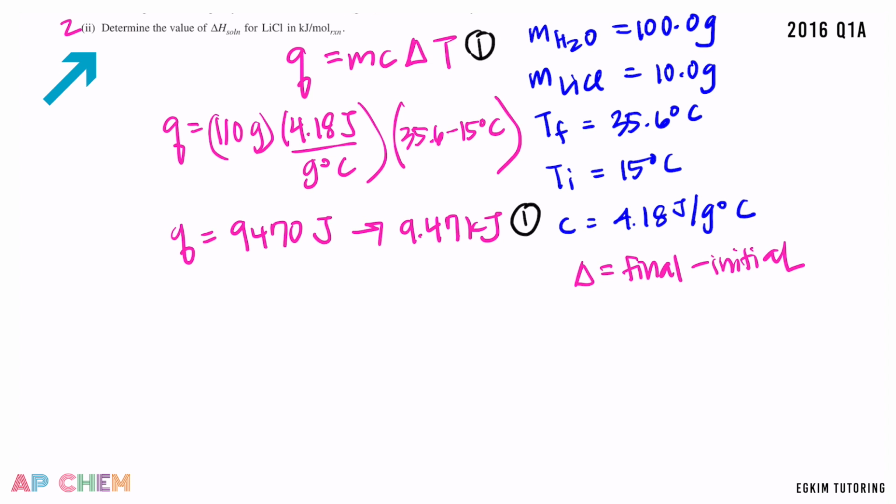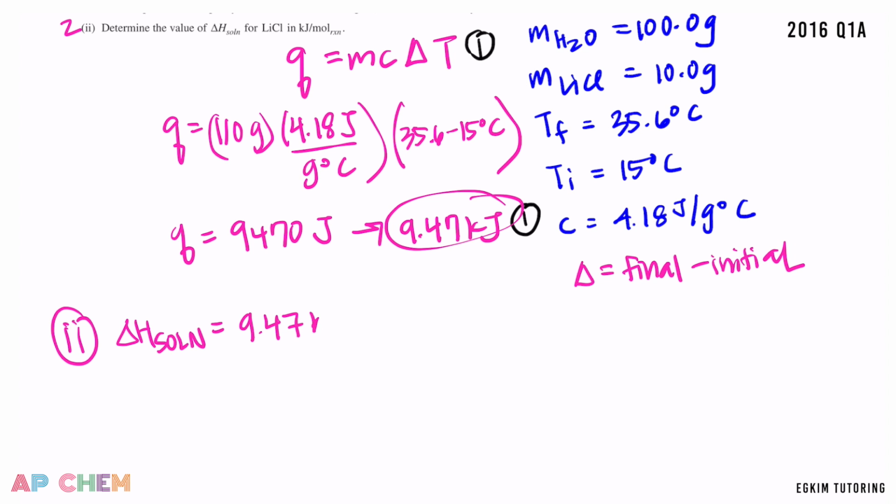Okay, so let's do part 2. Part 2 says, determine the value of delta H solution for lithium chloride in units of kilojoules per mole reaction. If you're thinking about using the value from part 1, you're correct. So basically your delta H solution should be something like 9.47 kilojoules. A common mistake was just putting moles reaction on the bottom.